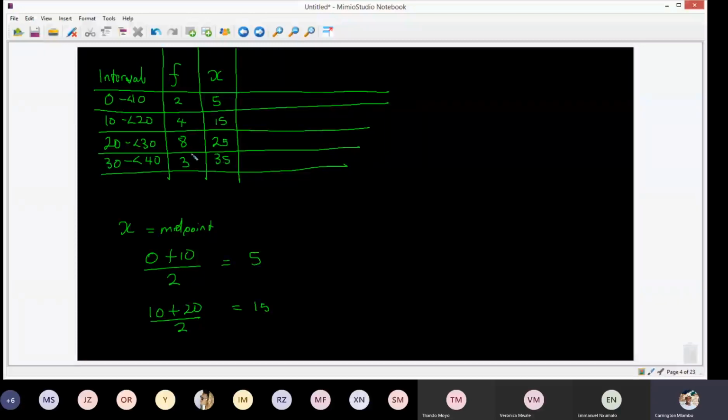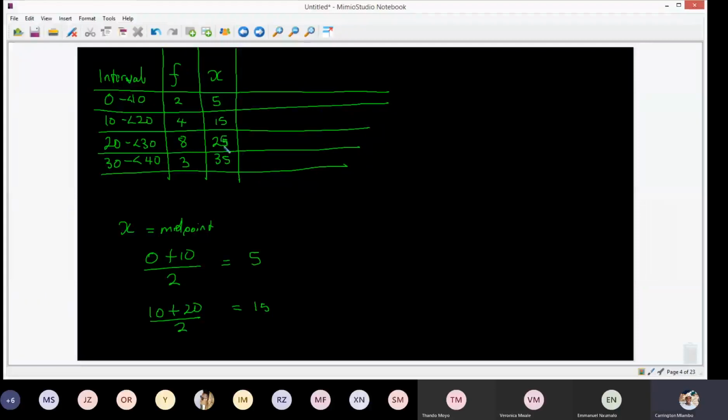Any questions on that? On calculating the x? X is the midpoint. You simply say the lower value plus the upper value. We are saying the numbers that fall between 0 and 10, they are 2. And the number that falls between 10 and 20, they are 4. Let's say these are marks. People who score between 0 and 10, they are 2. People who score between 10 and 20, they are 4. Between 20 and 30, they are 8. And between 30 and 40, they are 3. That's the frequency. Right. So we find the middle number between the lower and the upper. So 0 plus 10 divided by 2, you get 5. 10 plus 20, 30 divided by 2, 15. So you get your middle number.